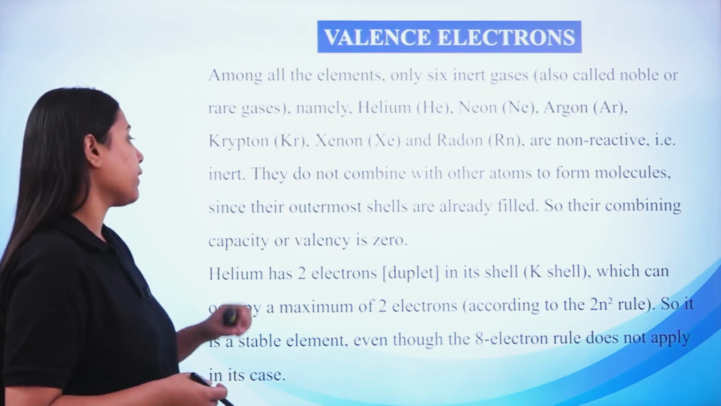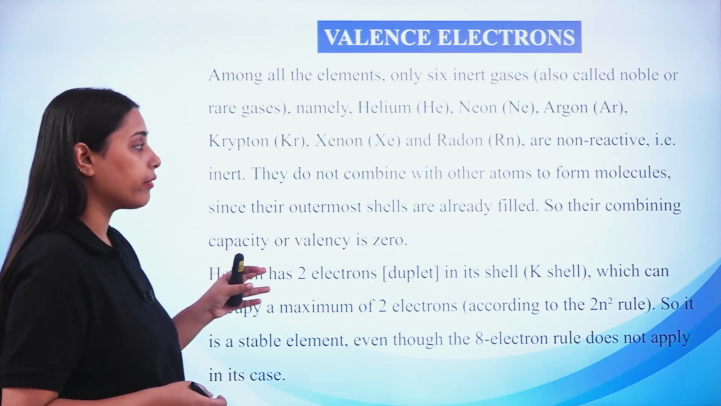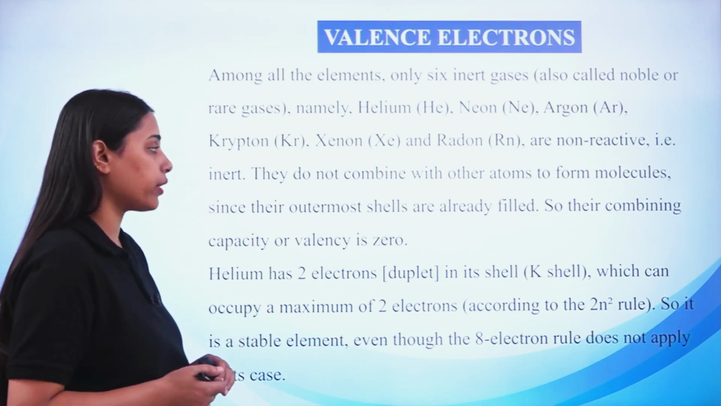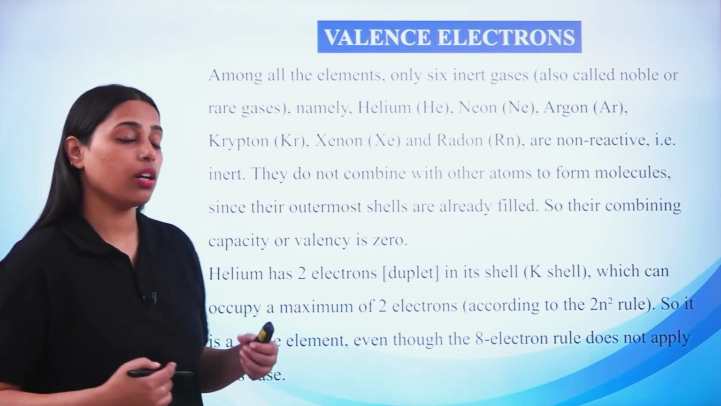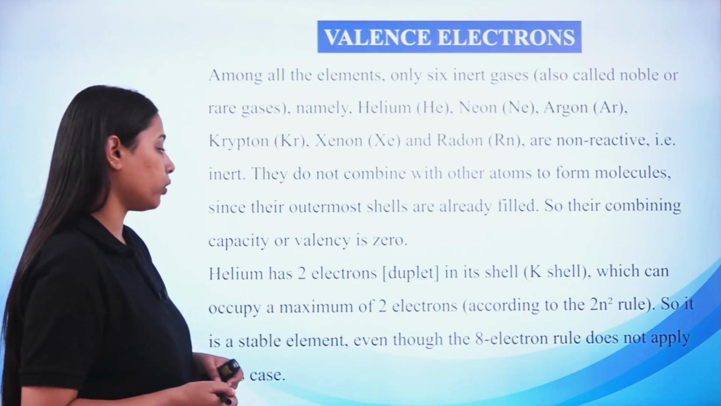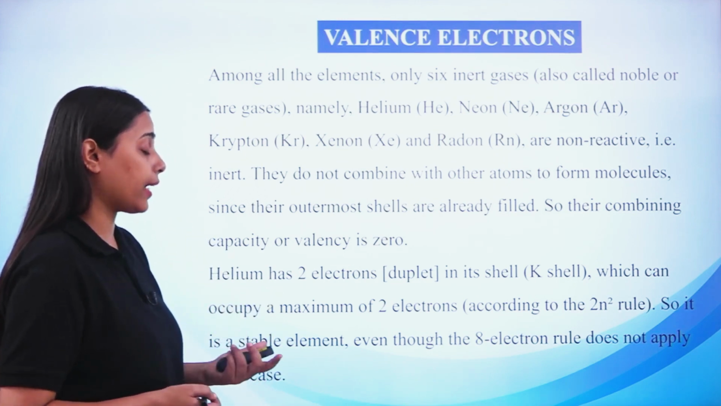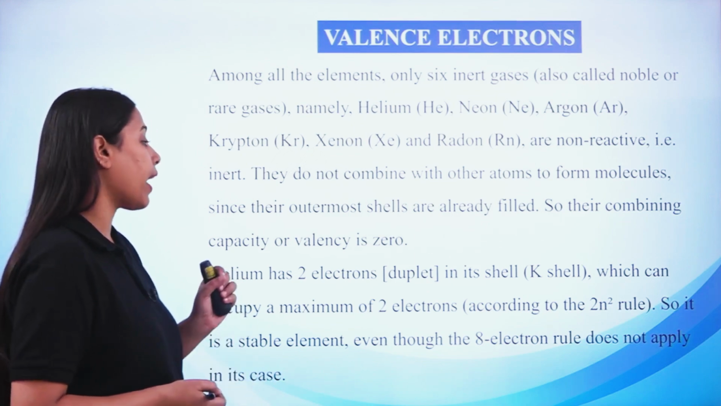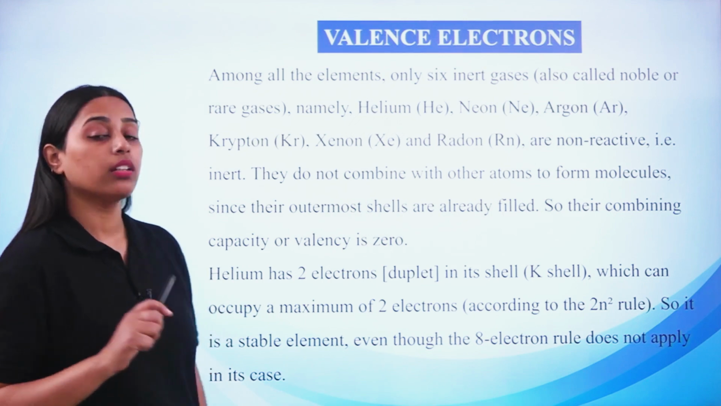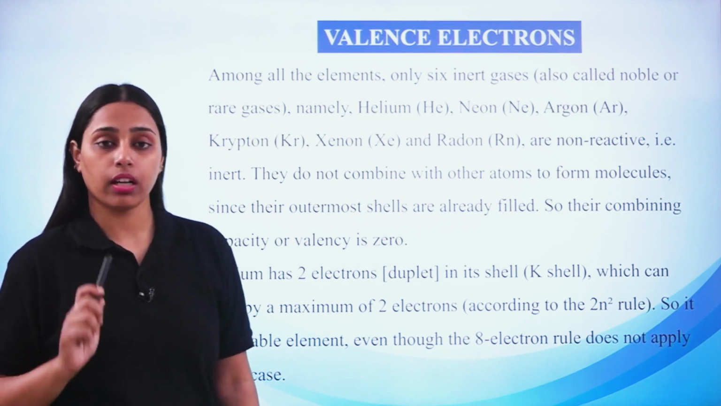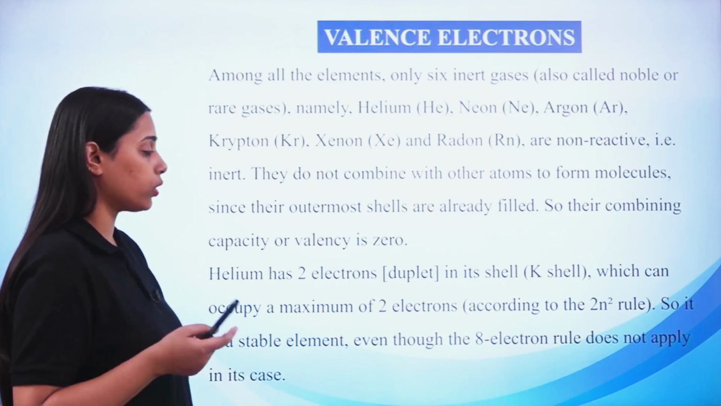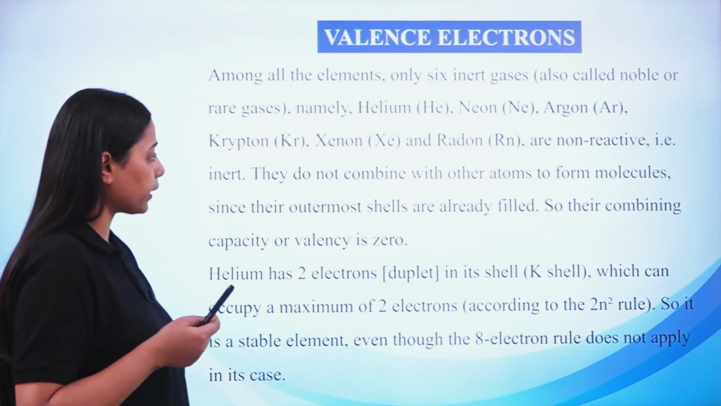The rest are reactive. The inert gases do not combine with atoms to form molecules. Since their outermost shell is already filled, their combining capacity, or valency, becomes 0. Helium has 2 electrons, a duplet configuration in the K shell, the first shell, which can occupy a maximum of 2 electrons according to the 2n square rule that you learnt in the Bohr structure model. So it is a stable element, even though the 8 electron rule doesn't apply in its case.